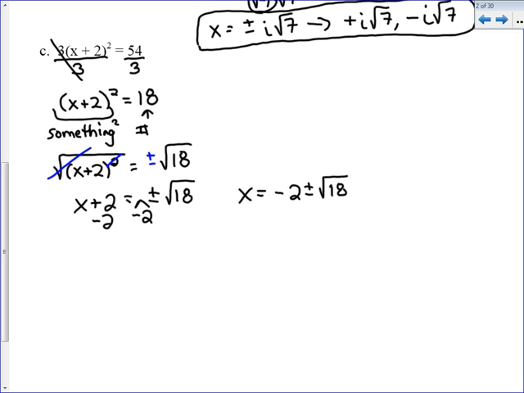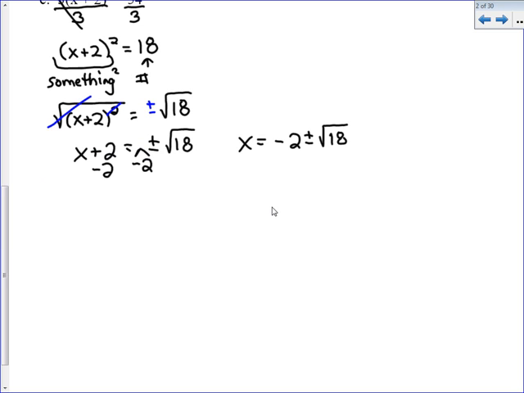Am I ready to box this answer? Yes. Ashley says the square root of 18 can be simplified. Absolutely. How could I break up the square root of 18? 9 and 2. Square root of 9 times the square root of 2, which gives me 3 square root 2. So x equals negative 2 plus or minus 3 square root 2.